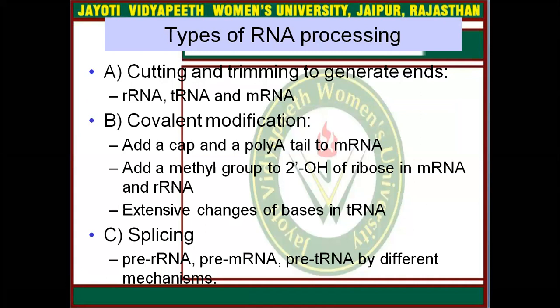Cutting and trimming to generate ends like ribosomal RNA, tRNA, and messenger RNA. The second type of processing is covalent modification, meaning addition of a cap or a poly A tail to the messenger RNA, and extensive changes of the bases in tRNA. The third type is splicing of pre-ribosomal RNA, pre-messenger RNA, and pre-tRNA by different mechanisms.